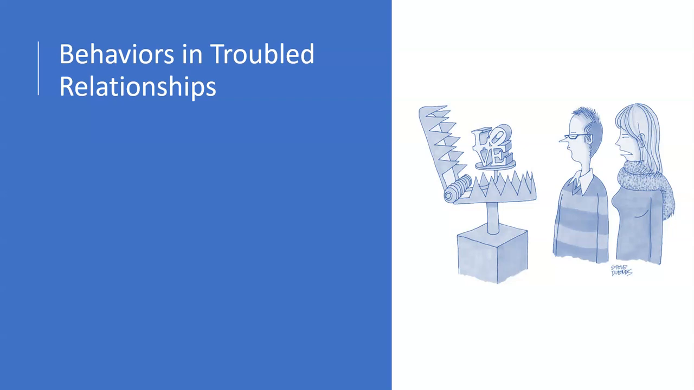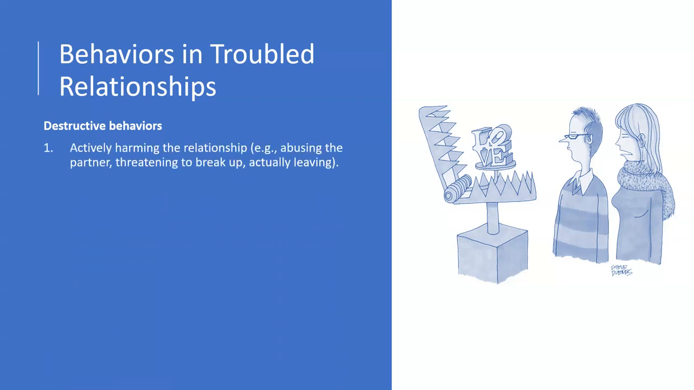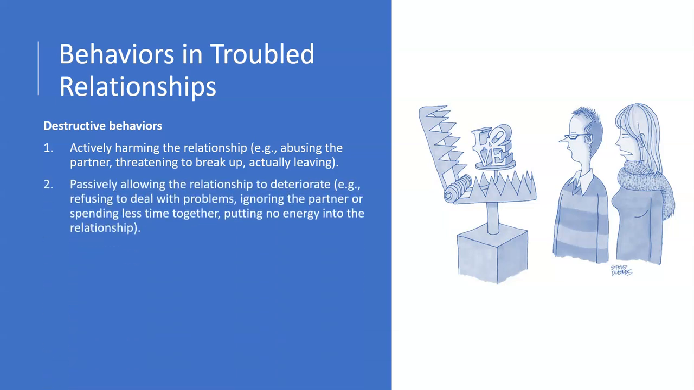One thing we know from multiple researchers, Russ Belt and others, is what relationships that are in trouble look like. Many of these relationships include obviously destructive behaviors, and that can include things like actively harming your partner, abusing your partner, threatening, actually leaving, then coming back, destroying property. Being an abusive partner, basically, is an overtly destructive behavior.